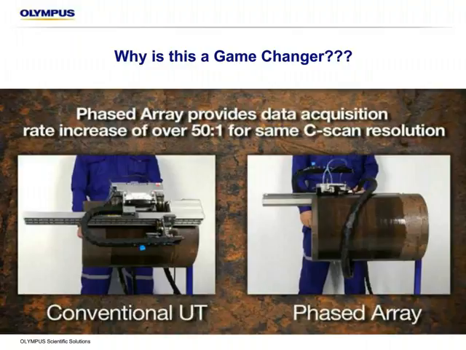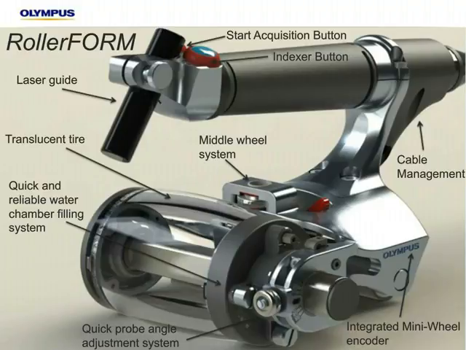One last one to talk about is a little bit unique, but a lot of people like it because of its form factor, and that's the RollerFORM. This was actually designed for composite testing and thin skin or smooth skin aerospace applications, but it can be used in the more industrial metals market as well.